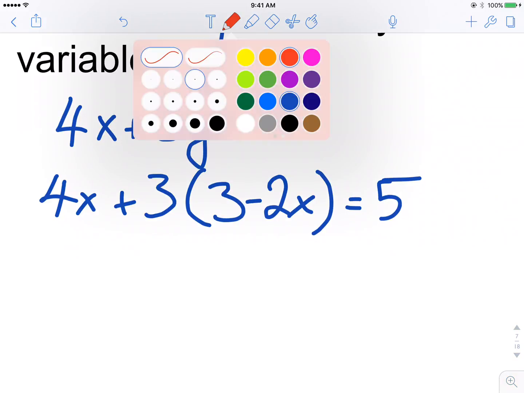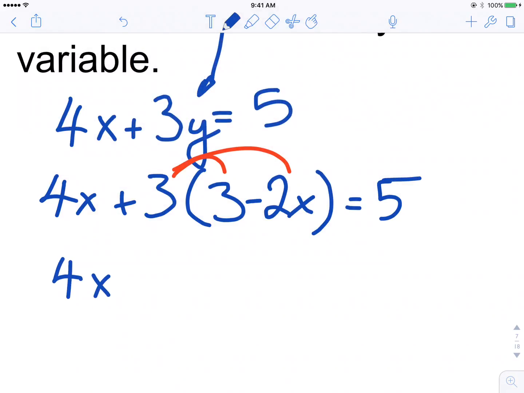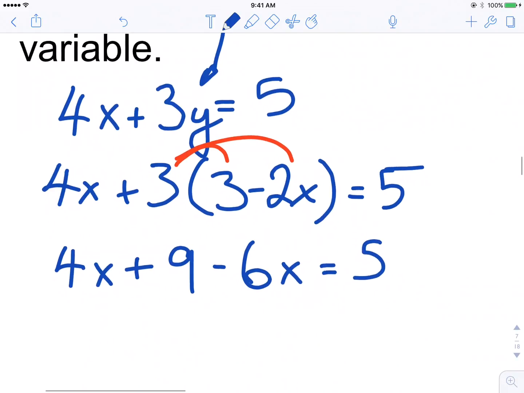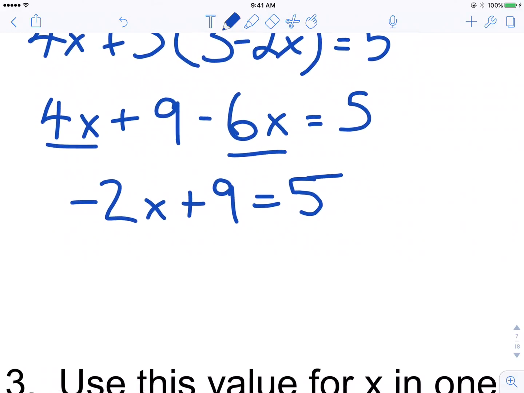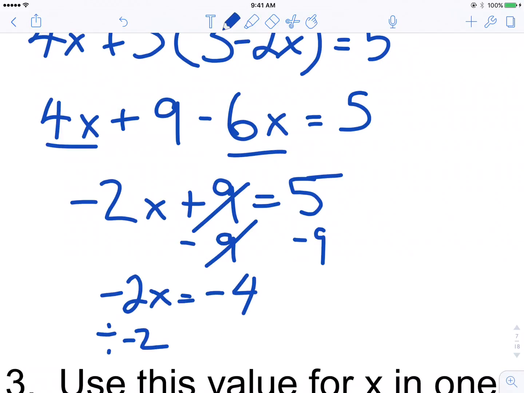The first step is I need to get rid of this bracket. I'm going to distribute the 3. It's going to give me 4x plus 9 minus 6x is equal to 5. Combine my like terms: minus 2x plus 9 is equal to 5. I want to solve for x, so I'm going to subtract 9, and these will cancel. That gives me minus 2x is equal to 5 minus 9, which is negative 4. Divide by negative 2, divide by negative 2. Those will cancel.